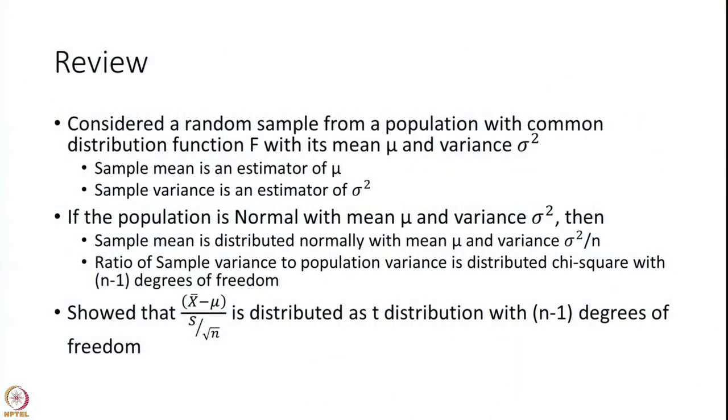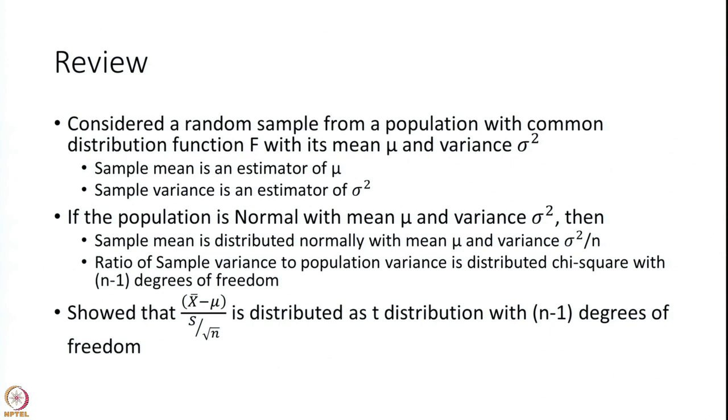Currently, we are going through the sessions on describing sampling distributions. We have considered a random sample from a population with a common distribution function f with a mean value mu and variance sigma square. Then we found that the sample mean is an estimator of population mean mu, and the sample variance is an estimator of population variance sigma square.